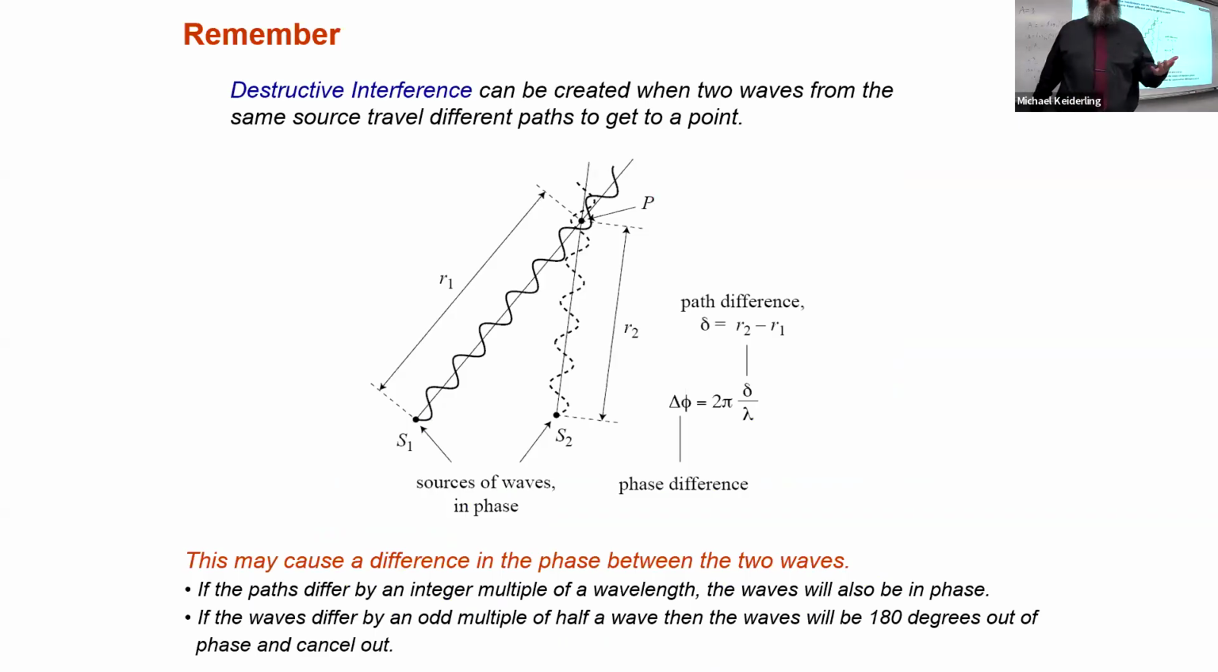The destructive interference is created when two waves from the source travel different paths to each point. When they differ by an integer number of wavelengths, the waves will be in phase. If they differ by an odd multiple of half a wave, then the waves will be 180 degrees out of phase and cancel out. And this sort of interference method can be used for things like, literally one of the things in an FTIR, we're measuring how that moving mirror is moving.